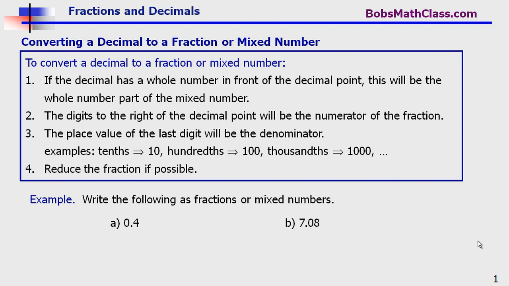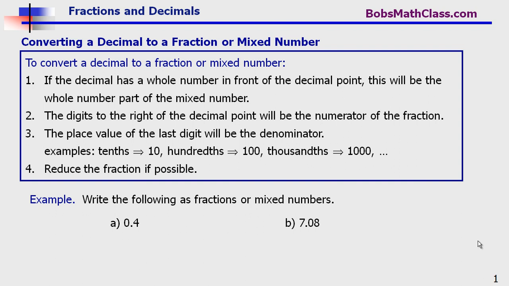The place value of the last digit will be the denominator. So some examples. If the last digit is in the tens place, the denominator will be 10. If the last digit is in the hundreds place, the denominator will be 100. If the last digit is in the thousands place, the denominator will be 1,000.